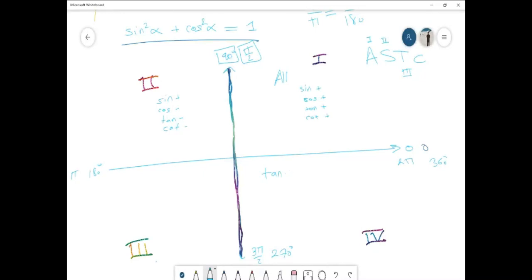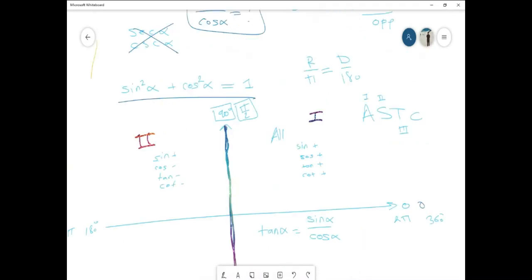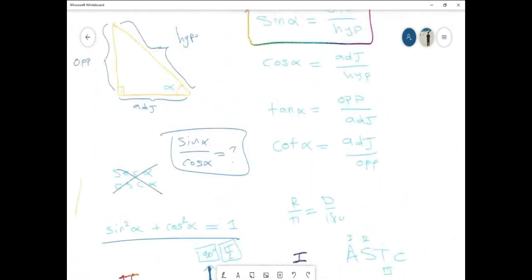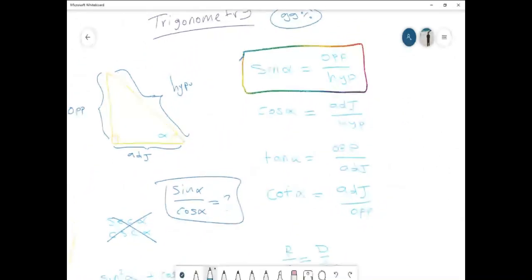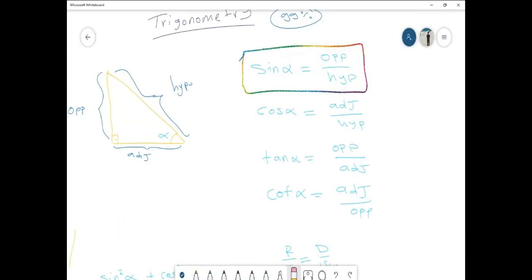Mister, can you repeat the last part, please? Yeah, sure. Tangent of an angle alpha is equal to the sine of that angle divided by the cosine of that angle, as we have here.